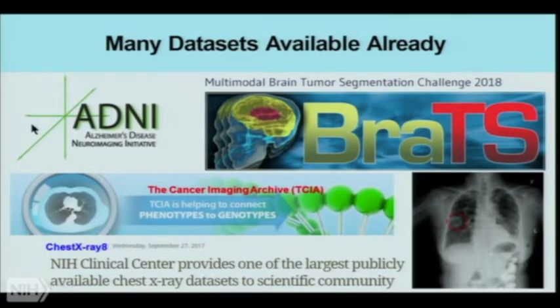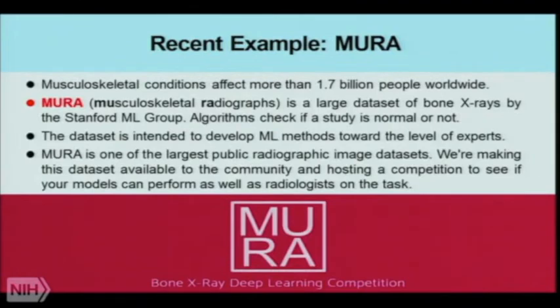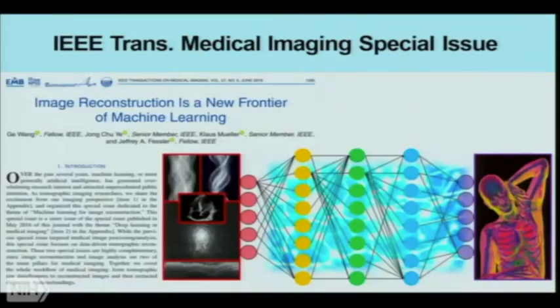And ChestX-ray8 is an NIH Clinical Center provided data set, and very useful. And very recently we see MURA from the Stanford AI Group, and this is intended for machine learning to improve diagnostic performance. And in June this year, we edited a special issue for IEEE Transactions on Medical Imaging under the theme of machine learning for image reconstruction.